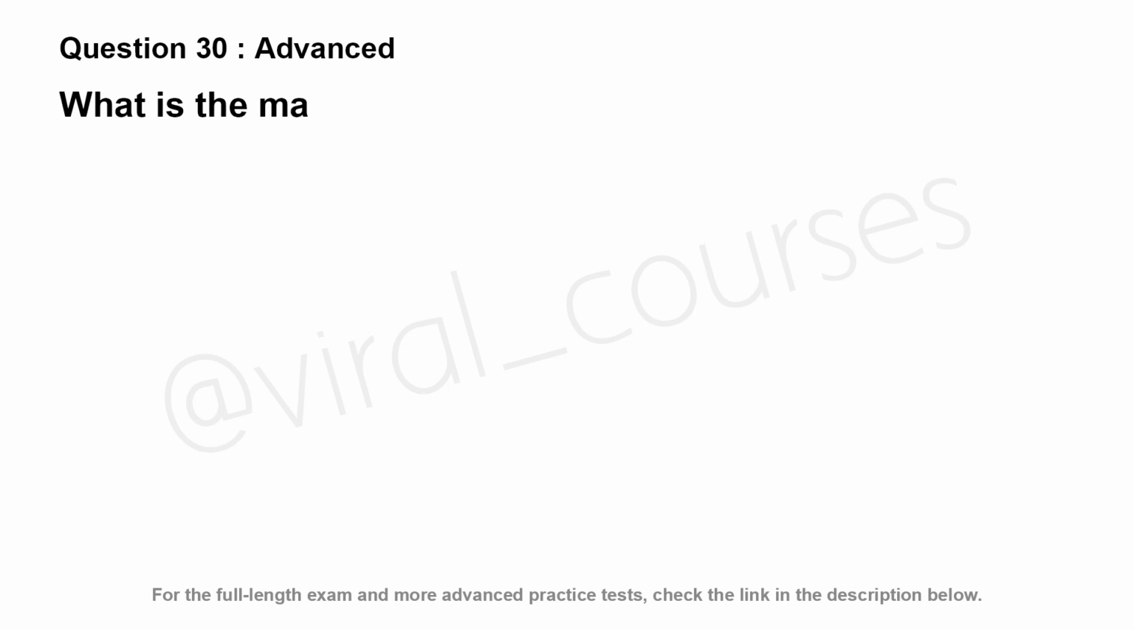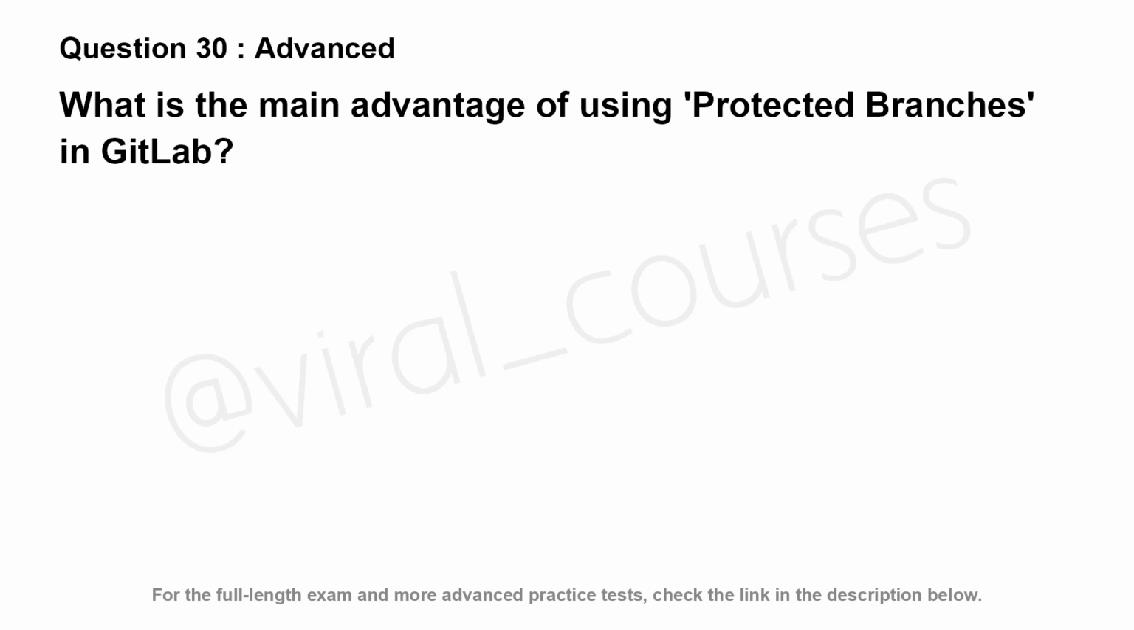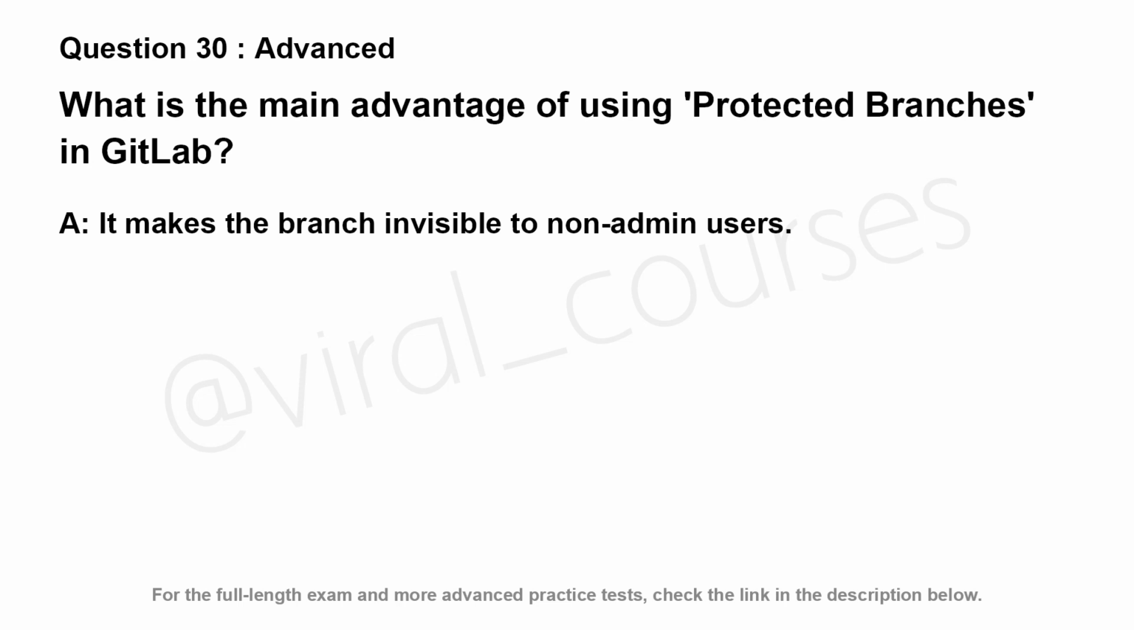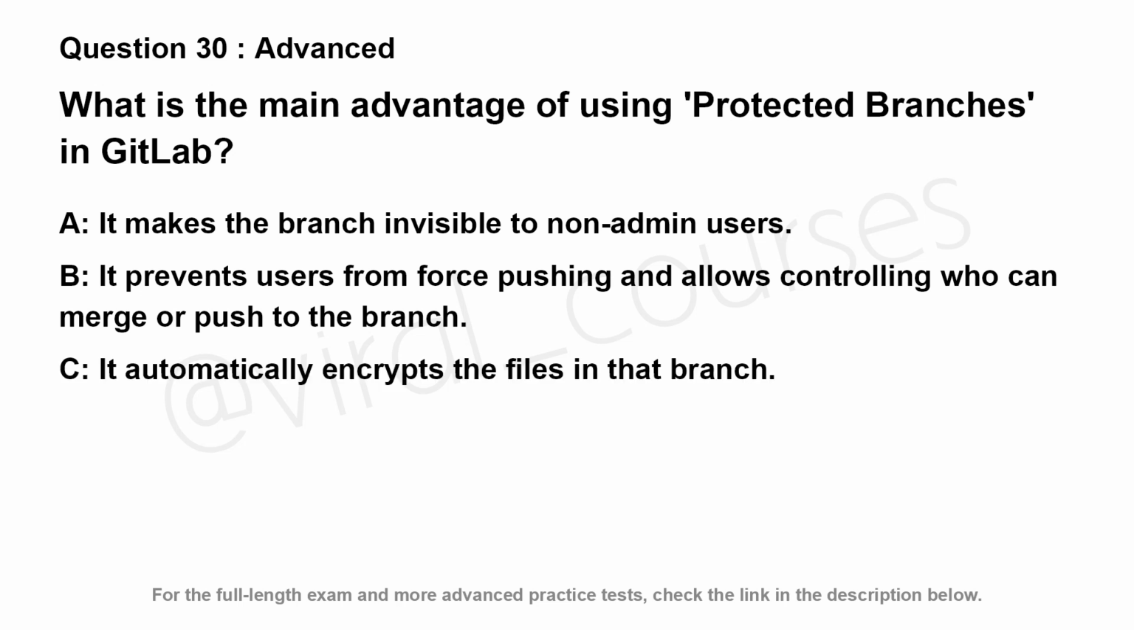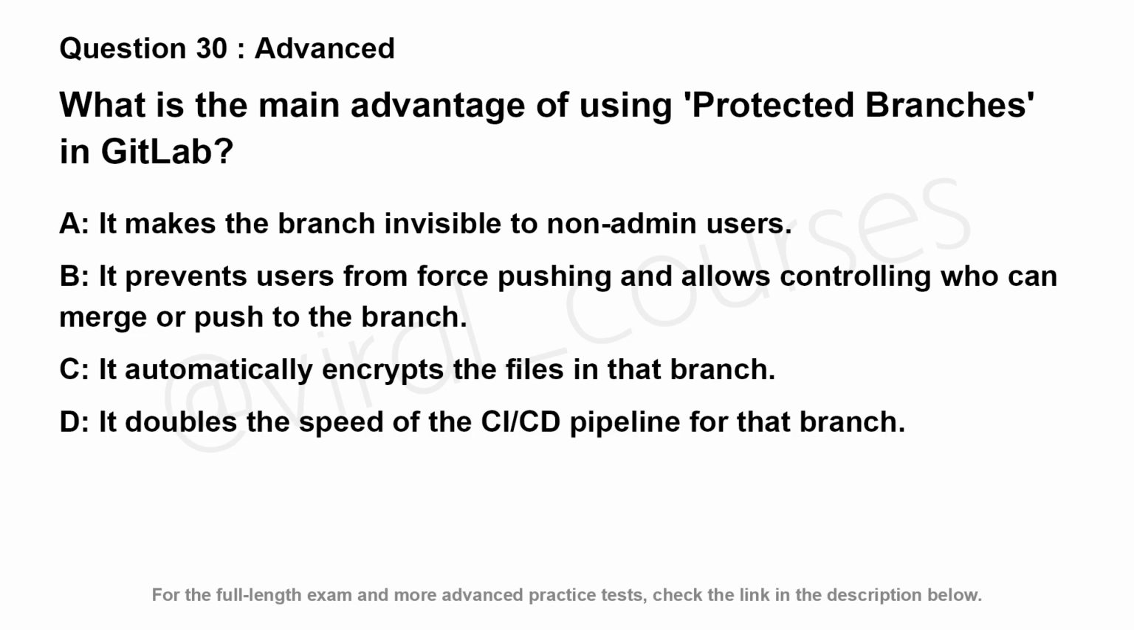What is the main advantage of using protected branches in GitLab? Option A, it makes the branch invisible to non-admin users. Option B, it prevents users from force pushing and allows controlling who can merge or push to the branch. Option C, it automatically encrypts the files in that branch. Option D, it doubles the speed of the CI/CD pipeline for that branch.